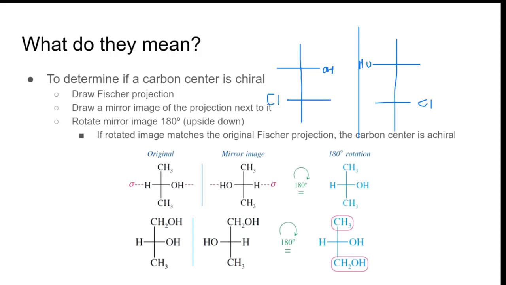Whereas if we only switch one of these, I'll draw it down here. Let's say we keep the OH in the same place as the original, and we switch the Cl so it's on the right instead of the left. We kept the OH the same but switched the Cl, which means one chiral center is different. That means we have a diastereomer rather than an enantiomer. That's really the importance of Fischer projections.